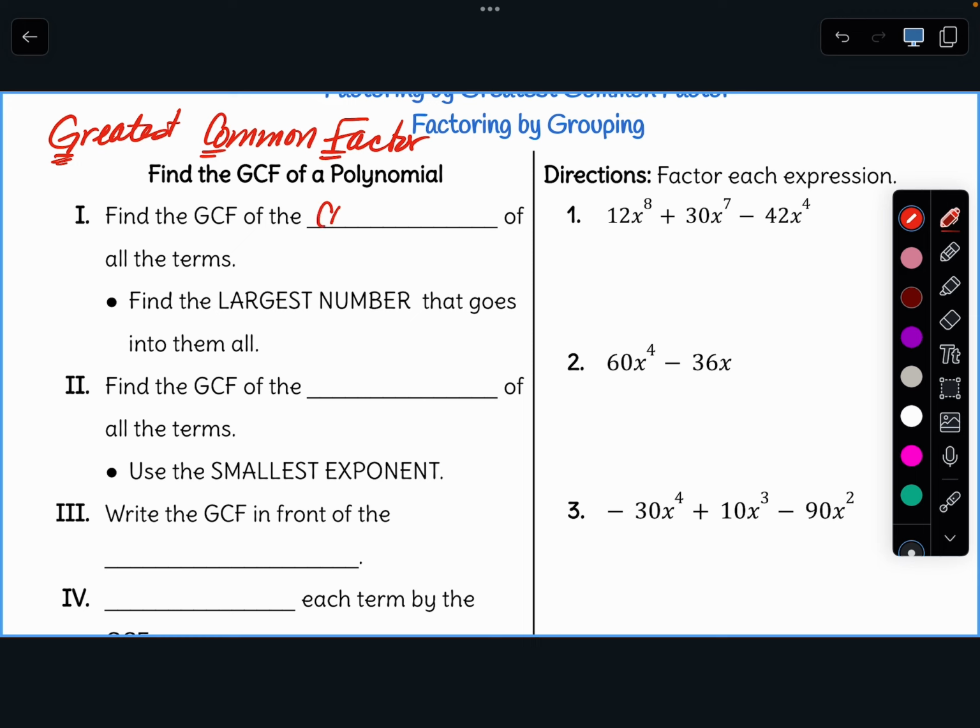So you find out of all the coefficients, the numbers in front of the terms, you're looking for the largest number. So you're going to use your blue card.